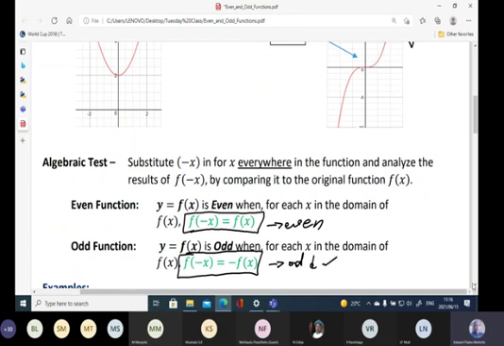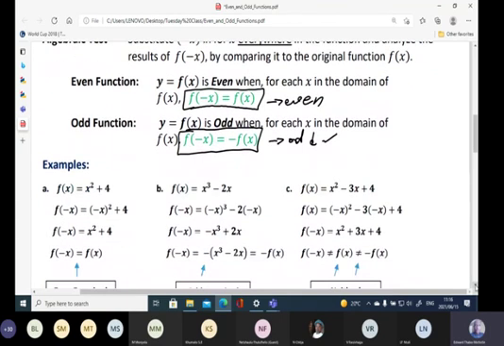Let's see examples where they have done it algebraically. Number A, you substitute minus x wherever you have x, and simplify. If you square minus x, you end up with x squared plus 4, which is the original function that we started with. So substituting minus x doesn't change anything, it remains the same function. So this type of function is even.